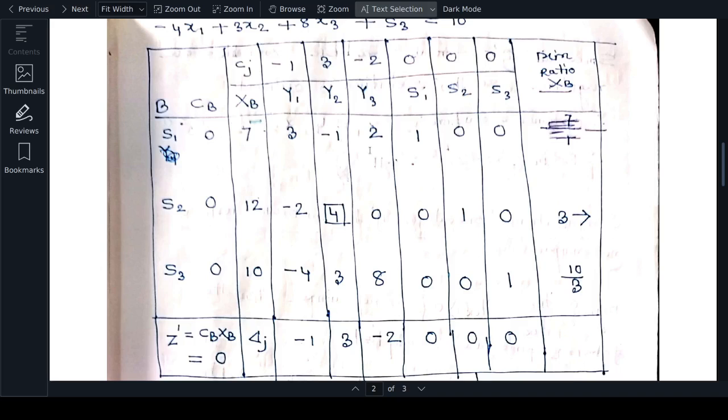So minimum ratio will be xb divided by the incoming vector. I have not written incoming vector. You can write this is xb divided by y2.